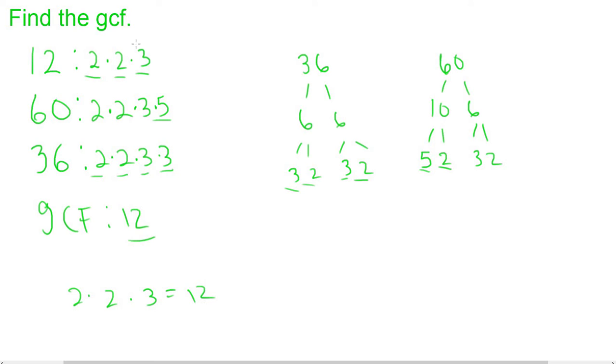What we want to look at is the numbers that they have in common. We see we have two 2s on each one of these, and one 3 on each. So that's how you find the greatest common factor, GCF, by breaking it down into prime factorization. Let's look at another example.